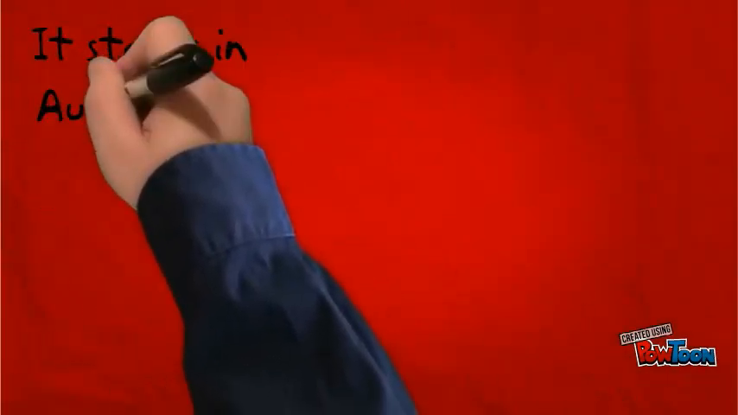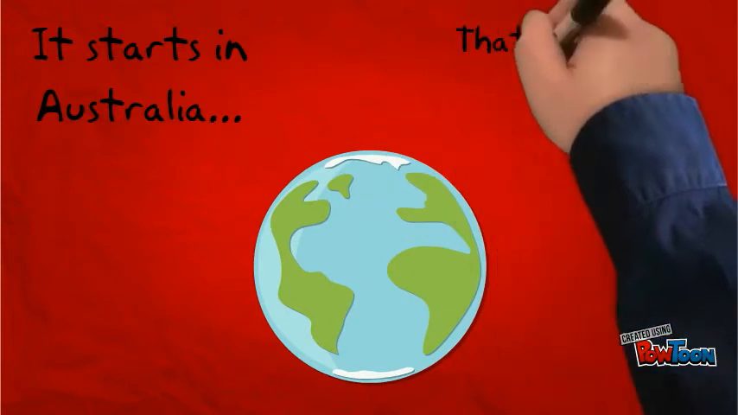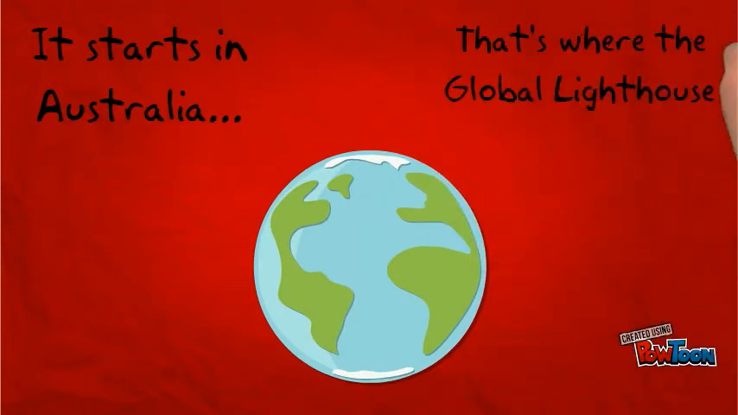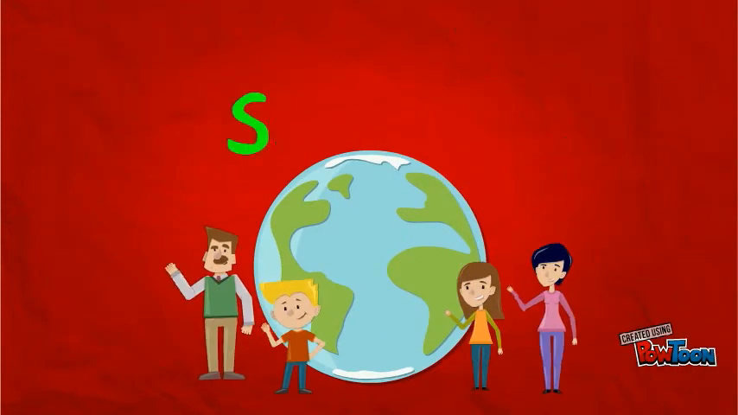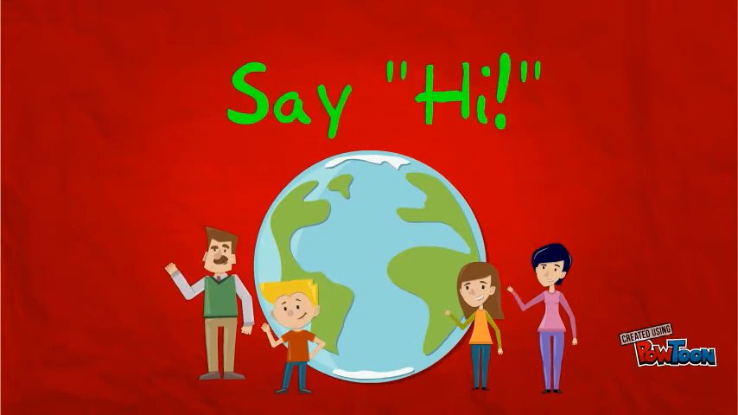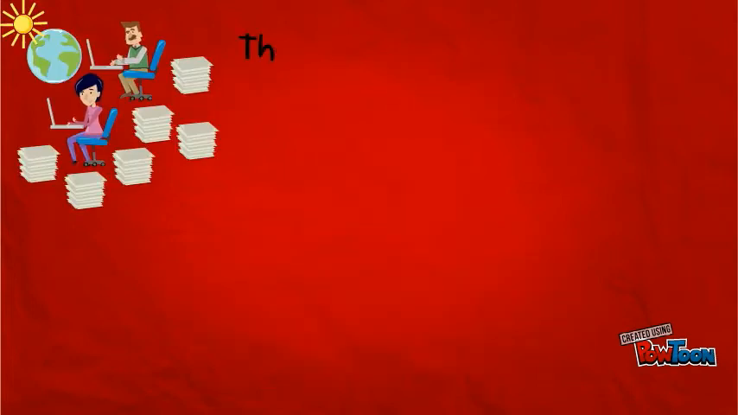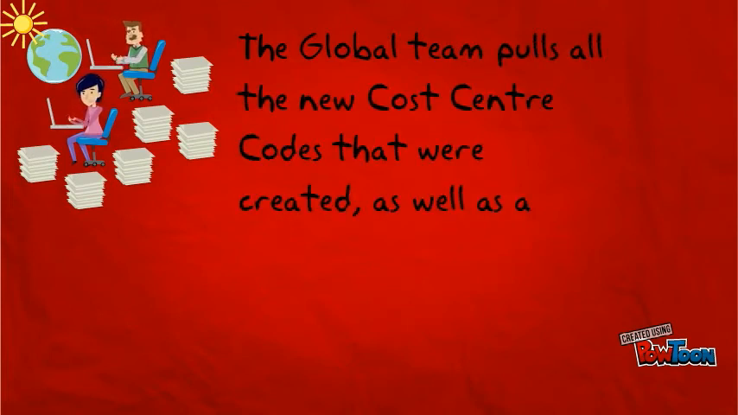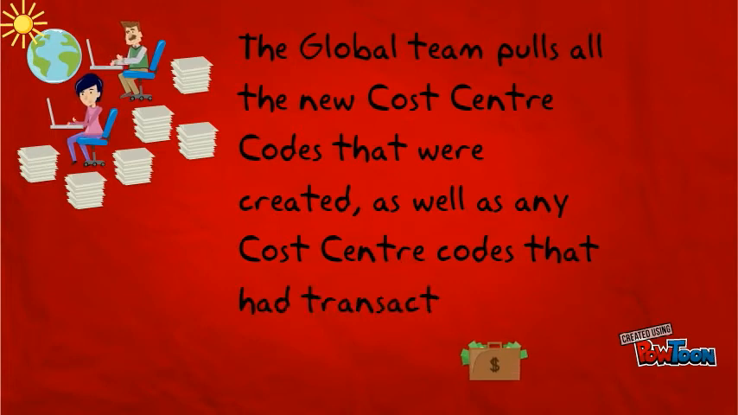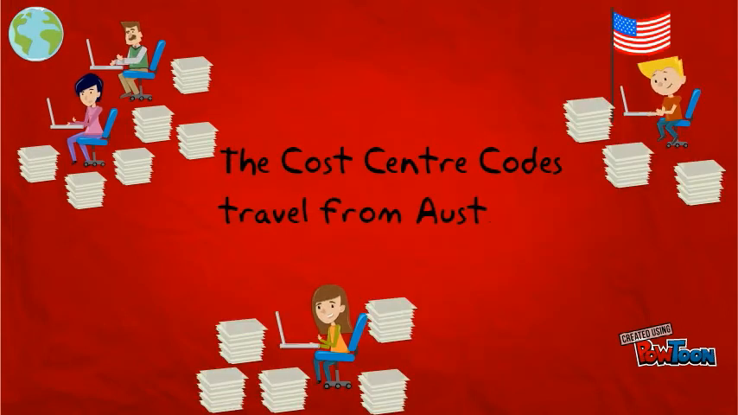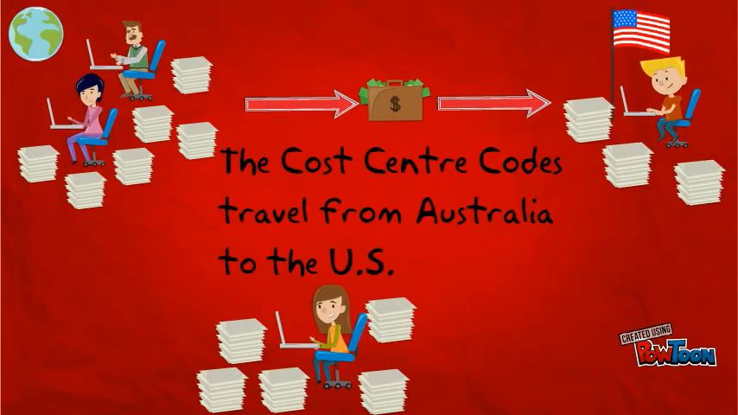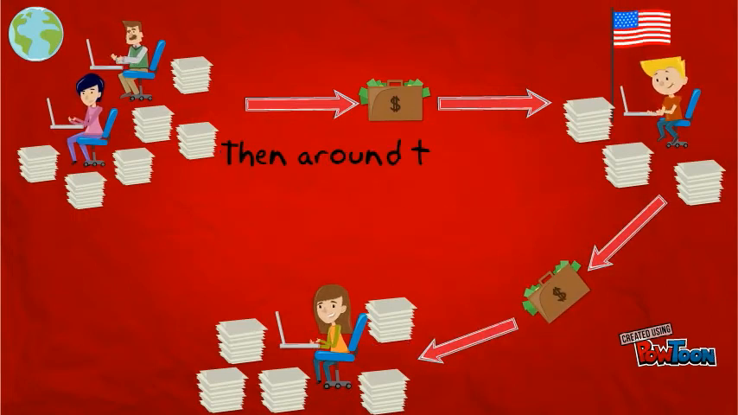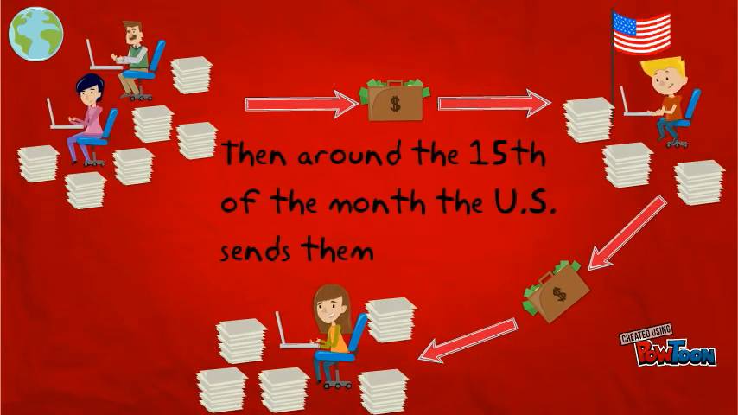It starts in Australia. That's where the Global Lighthouse team is. Say hi. Hi. The global team pulls all the new cost center codes that were created, as well as any cost center codes that had transactions on it last month. The cost center codes travel from Australia to the US. Then around the 15th of the month, the US sends them to Canada.